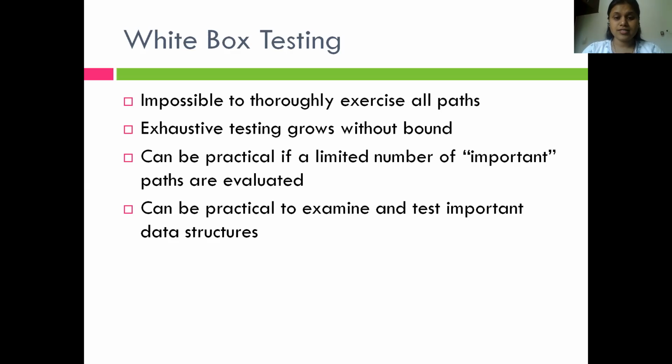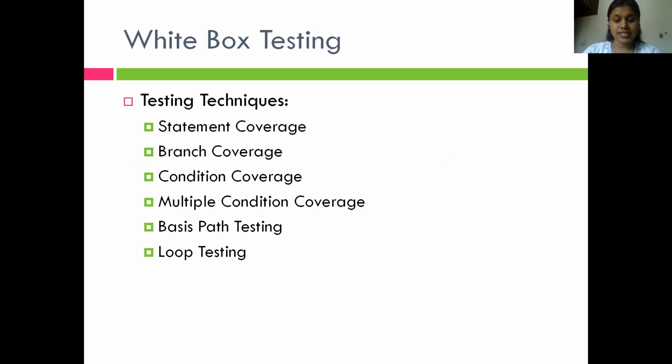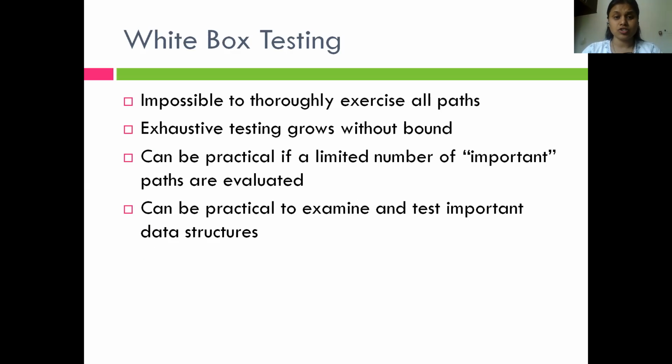Then exhaustive testing grows without bound. It may happen that sometimes you find so many paths that it becomes completely exhaustive to test the complete system or the complete function. It can be practical if a limited number of important paths are evaluated, and it can be practical to examine and test important data structures only.